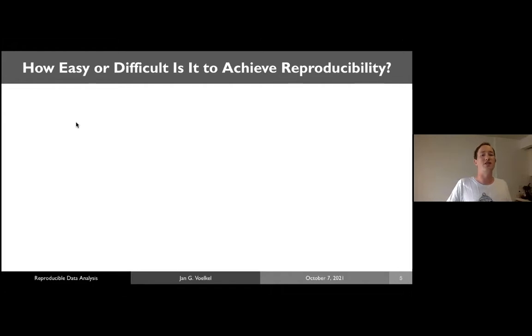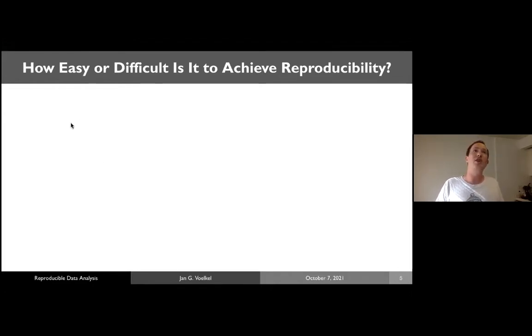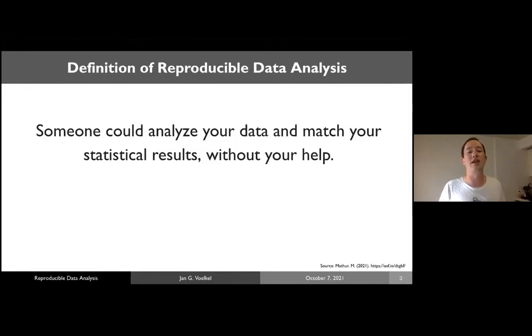My own experience is that it is quite difficult, not necessarily because of intentions to make this difficult, but because it's really tough to know which information people need to be able to reproduce. And so I'll describe this as the audience issue. Who's the someone in this definition? We don't know.